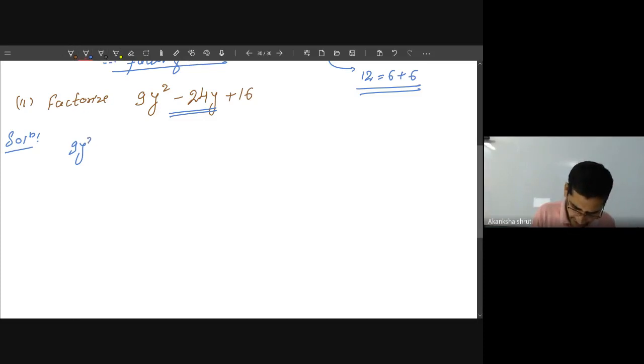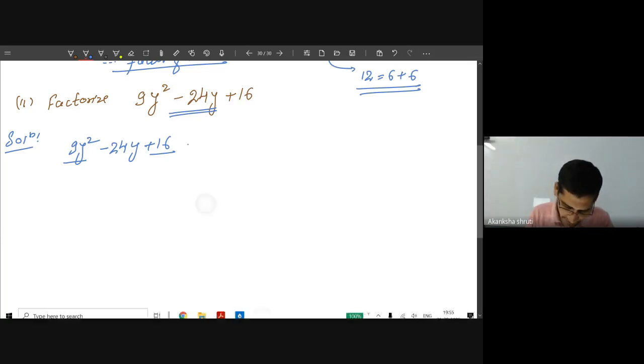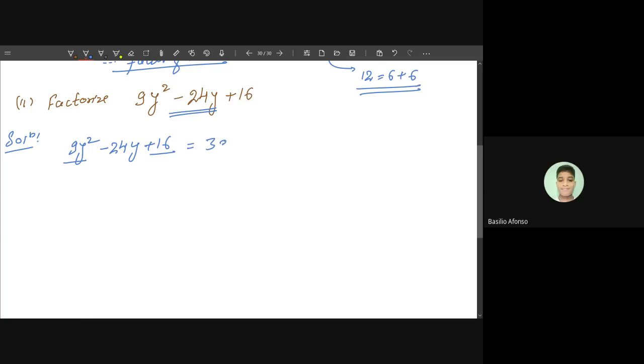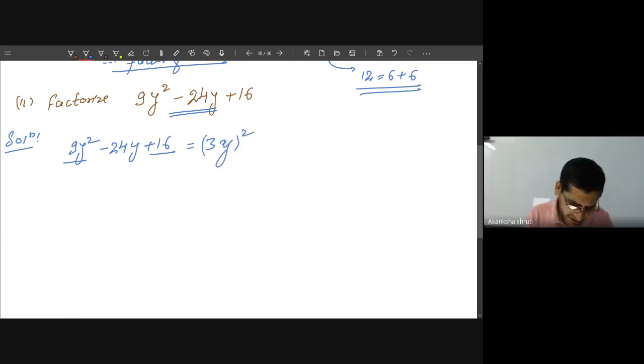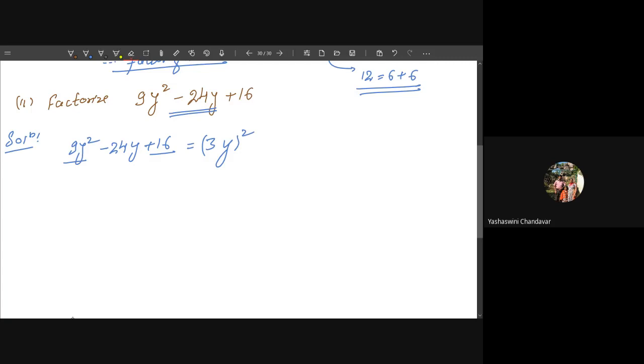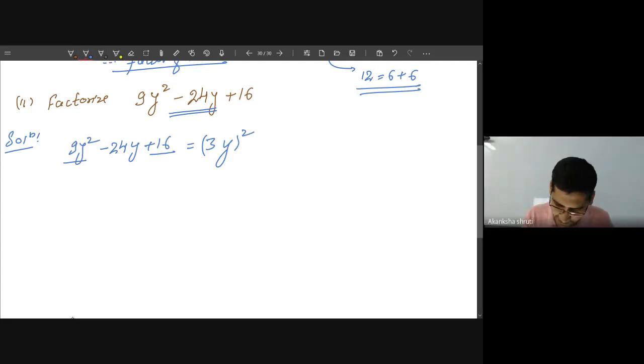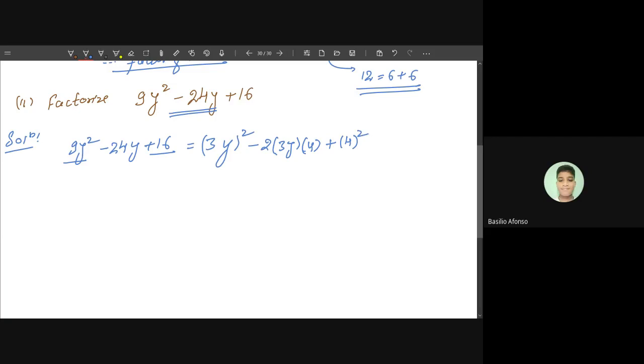So writing this as 9y square minus 24y plus 16. Here these are perfect squares. So this can be written as (3y) whole square, minus 24y plus 4 whole square. If you understand it, you can write it conveniently in a single step as 3y. Then 3y times 2 becomes 6y, and 4 will be left. Then what is this 16? 16 is nothing but 4 square.